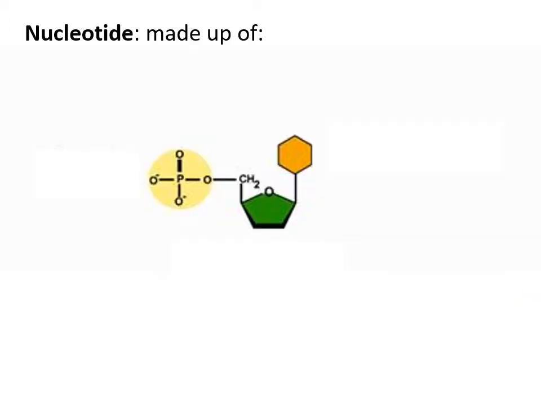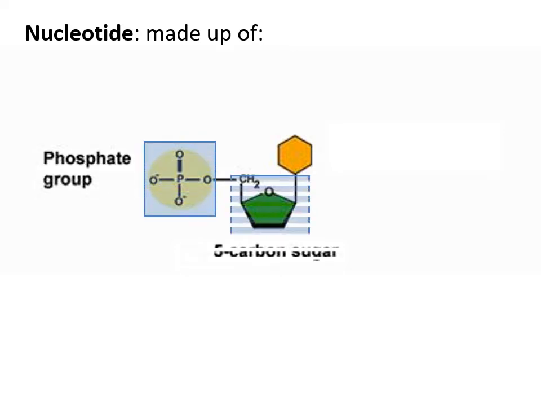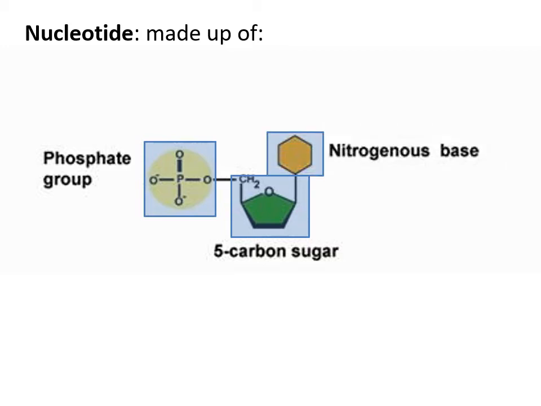So the monomer itself, this is a simplified version of it, but there are three parts that we need to be aware of. There's the phosphate group on it. There is the 5-carbon sugar, hence the sugar phosphate backbone. And then importantly, there's also a nitrogenous base added to it. And this is where the variation is going to come within the nucleotides of, say, DNA or of RNA.